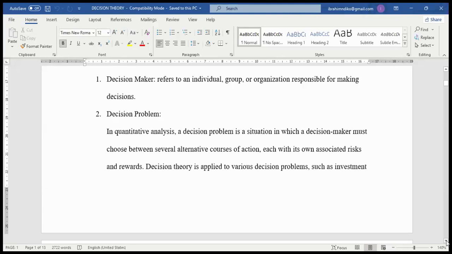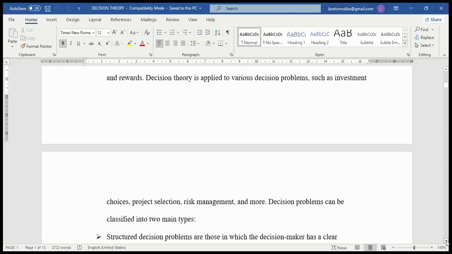So making a decision in a particular scenario is very hard, and therefore we term it a decision problem, because the process of deciding which alternative is better for you is very hard to make in a way that will not harm the business. So in that case, we can term it a decision problem: a situation where the decision maker must choose between several alternative courses of action, each associated with a particular risk and a particular reward. Okay, that one is fine.